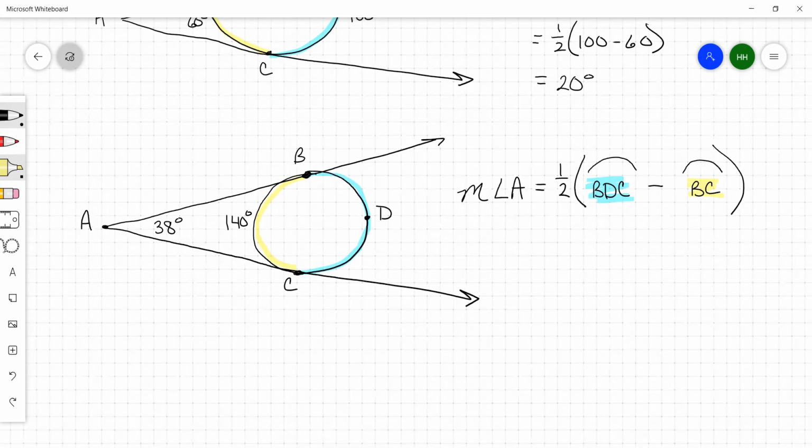Okay? So just take the given information and substitute it into the rule. The measure of angle A, which is 38. Take 38, make it equal to 1/2 of arc BDC minus arc BC, which is 140.